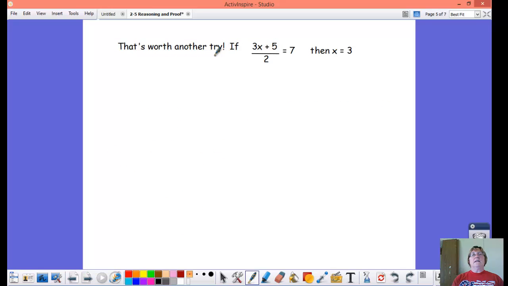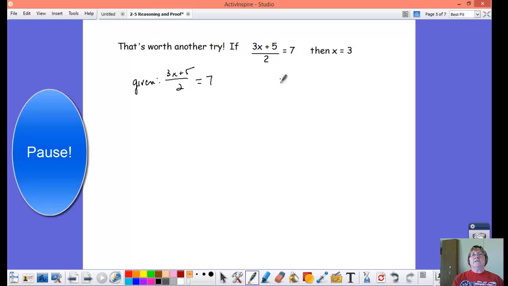I'd like you to try that on this one. I'm going to ask you to pause the video. When we come back, I'll have my proof written there. Remember, we're already in conditional form, so the given information is (3x plus 5) over 2 is equal to 7, and what we have to prove is that x is equal to 3. Let's set up the t-chart.